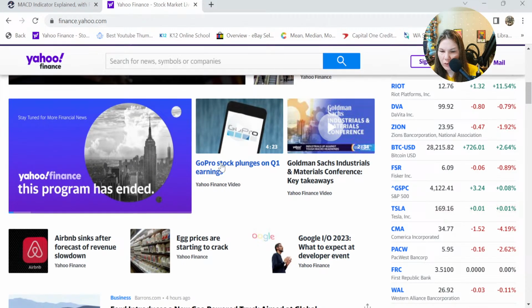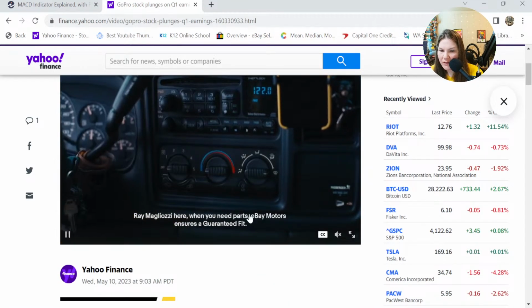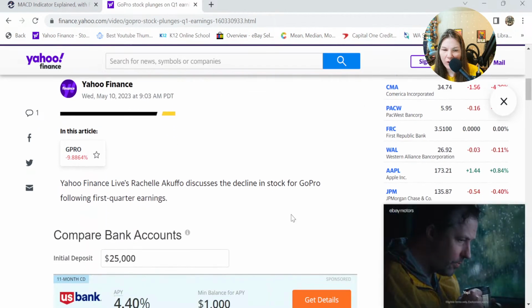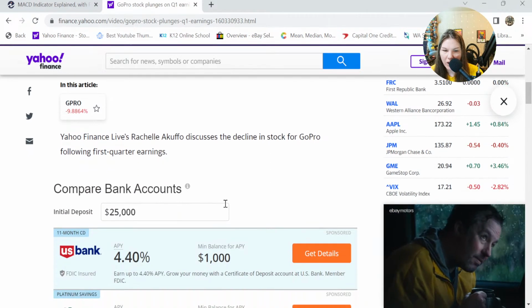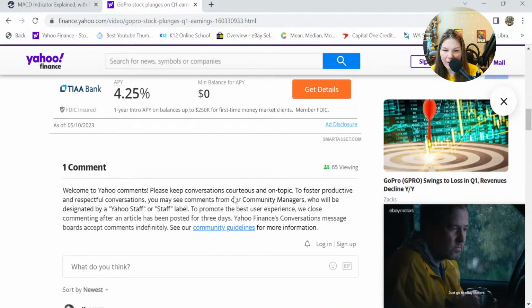GoPro stock plunges on Q1 earnings. Why? What happened, GoPro? Guys, go buy your GoPros. I want to watch more things anyway. Go buy a GoPro, slap it to your chest, and vlog that so I can watch it. I'm running out of things to watch. What does it say about GoPro?